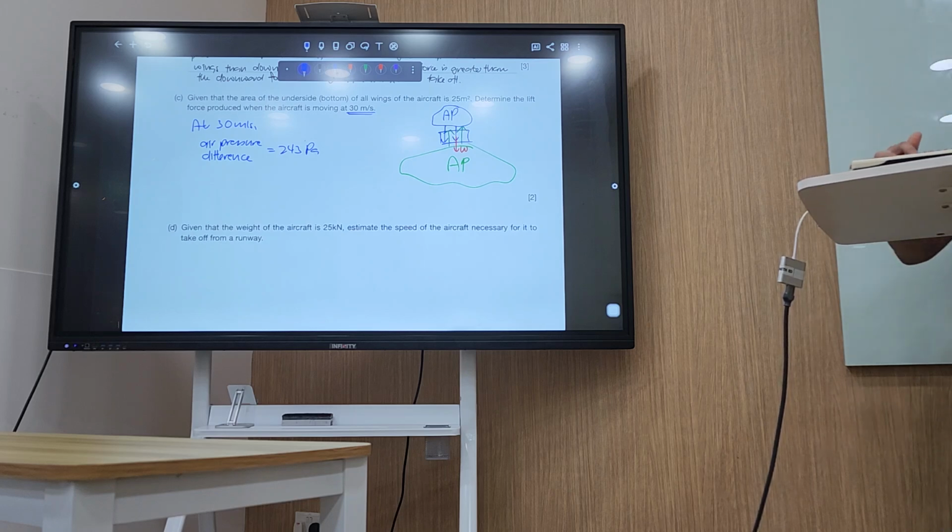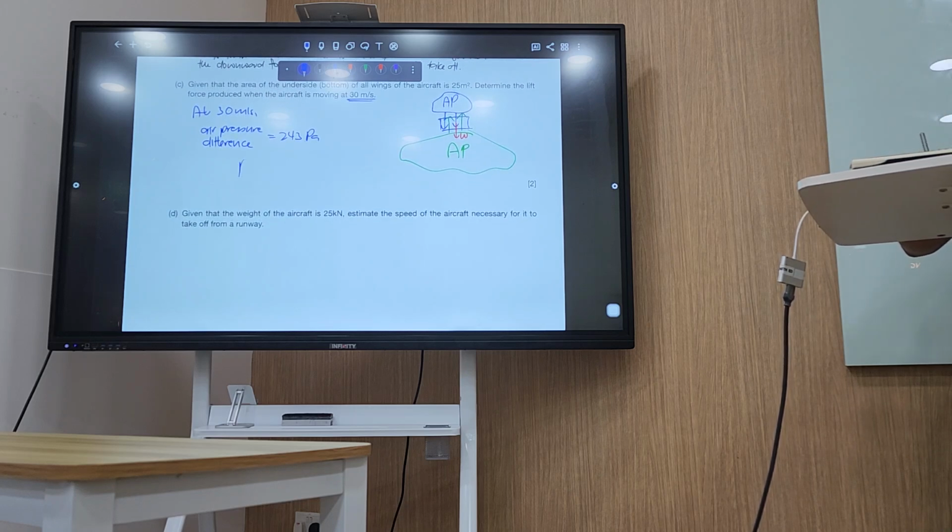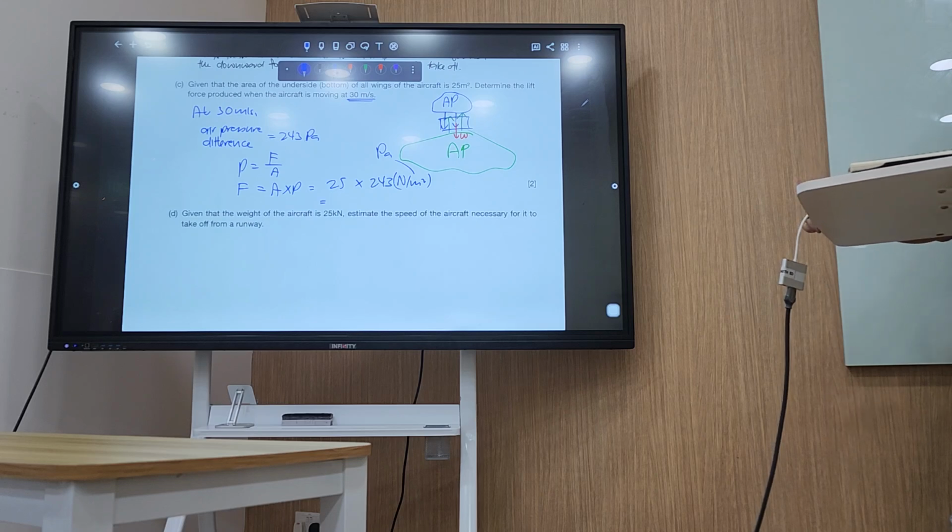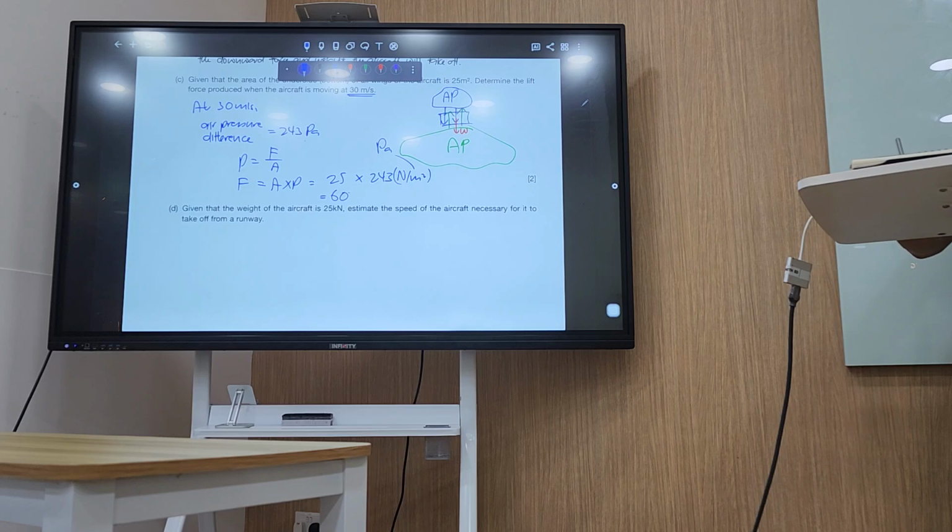Okay, so pressure equals force over area, which means force equals area times pressure. Math it out: I have 25 meters squared times 243 newtons per meter squared, which is Pascal. 25 times 243, what's the answer? 6075 newtons.